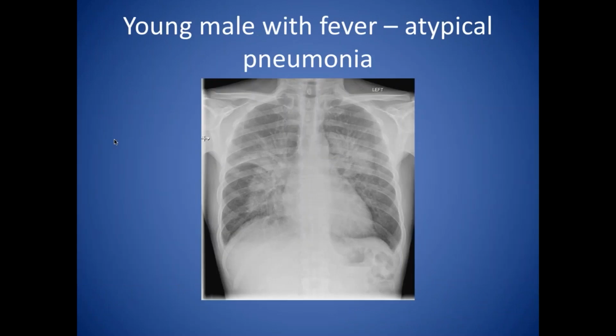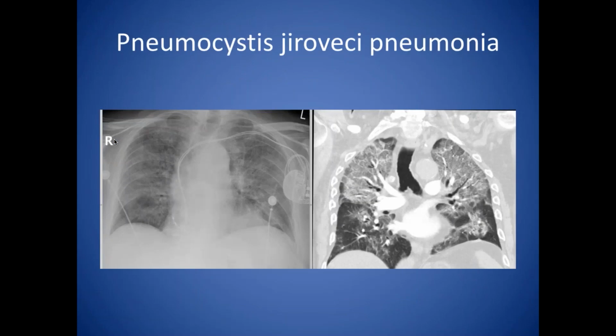This is a young male with a fever, turned out to be an atypical pneumonia, mycoplasma. Whenever you see something like this, always think, could this be atypical? If this was a little less confluent and more ground glass, obviously think about Pneumocystis jiroveci pneumonia, what we used to call PCP in the past. But this was mycoplasma.